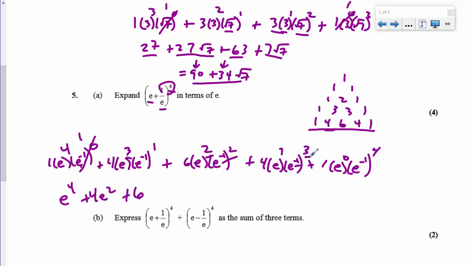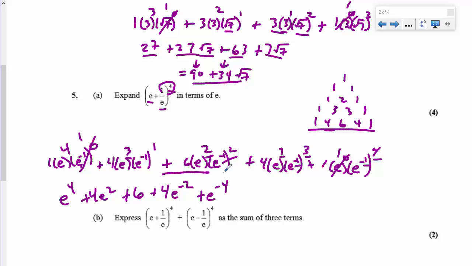Here we got negative 1 times 3, which is negative 3. We add that to this one right here, which is 1. So what is 1 minus 3? It's actually going to be negative 2. So it's going to be plus 4e to the power of negative 2. Here we got this whole thing is 1 again, raised to the power of 0. And then we're going to multiply negative 1 times 4, which is negative 4. So we're going to add e to the power of negative 4.